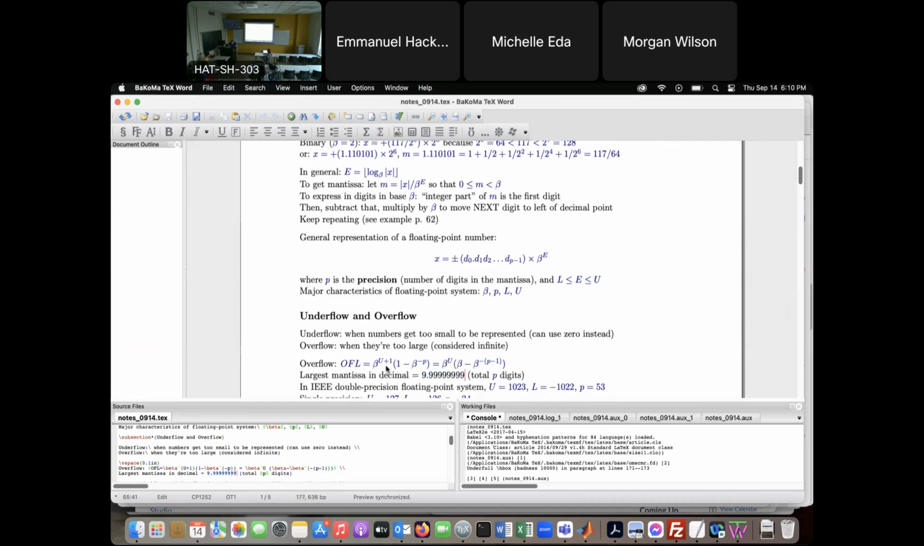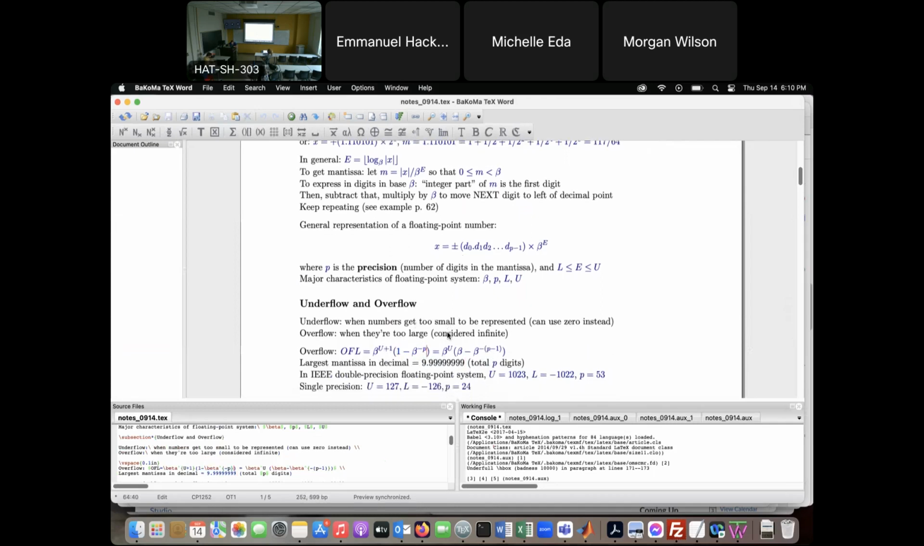Okay. But written this way, what we see is the largest possible number is therefore equal to a number that's slightly less than 1, because this is a number that's slightly less than 1, times the base raised to the largest exponent plus 1. So in a decimal system, your overflow level would be this kind of number with p digits times 10 to whatever the largest exponent is. But in IEEE double precision, we have these parameters to work with.